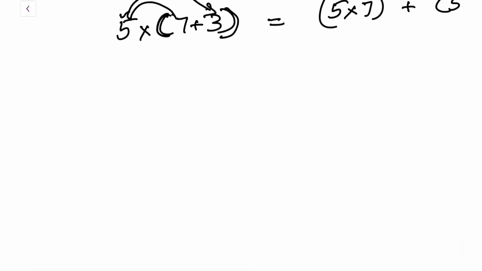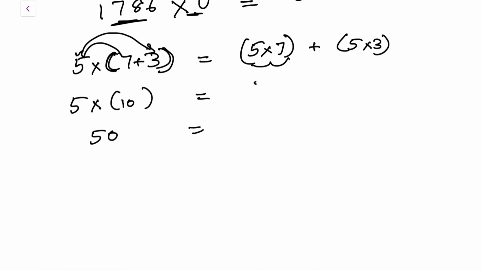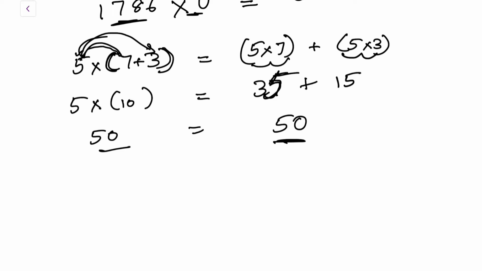Let's solve this side. 5 into 7 plus 3 is 5 into 10. This is 50. Okay. How about let's solve this. 5 into 7 is 35 plus 5 into 3 is 15. Correct. So 35 plus 15 is 50. As you can see, both are 50s. So you can distribute this 5 over 7 and 3. 5 into 7 plus 5 into 3. This is called distributive property over addition.